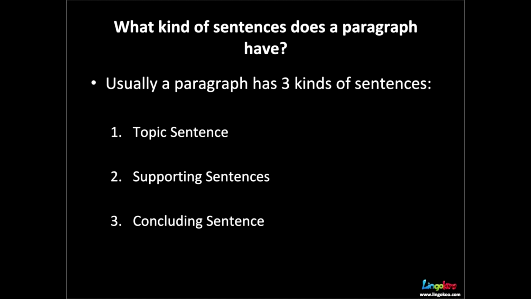What kind of sentences does a paragraph have? Usually, a paragraph has 3 kinds of sentences. 1, a topic sentence. 2, supporting sentences. And 3, a concluding sentence.